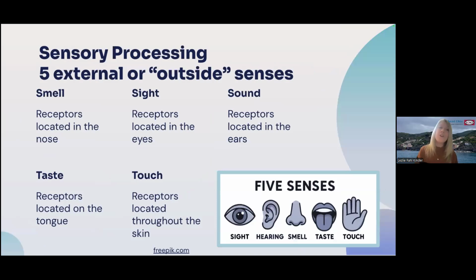So our external senses and sensory processing. I think most of us are aware of these five external senses of smell and sight and sound and taste and touch. And we all receive information from those senses if they are active for us via our nerves and our spinal cord. And then our brains give us information and feedback about the world around us, helping us to do all the things that we need to do every day.